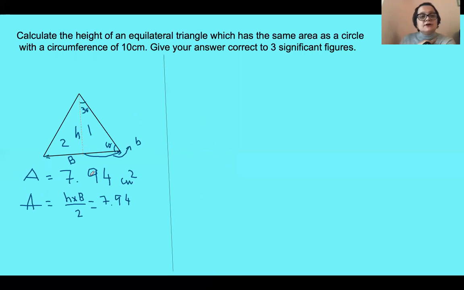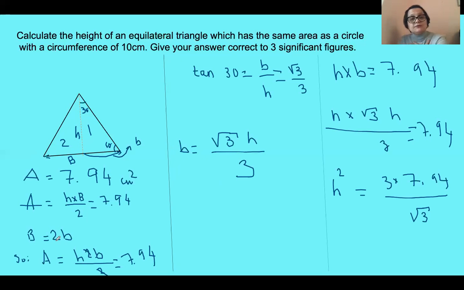Now, we know the area, so let's write down the formula for the area of the triangle. So it is going to be height times b. I'm going to call it b capital, the base. From here, you see the arrow, from here to here, it is the base, divided by 2 equals 7.94.